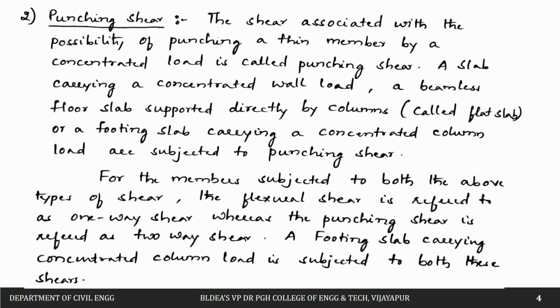Generally, a footing slab will be subjected to both flexural shear as well as punching shear. Flexural shear is referred to as one-way shear and punching shear is referred to as two-way shear. A footing slab carrying a concentrated load is subjected to both these types of shear.